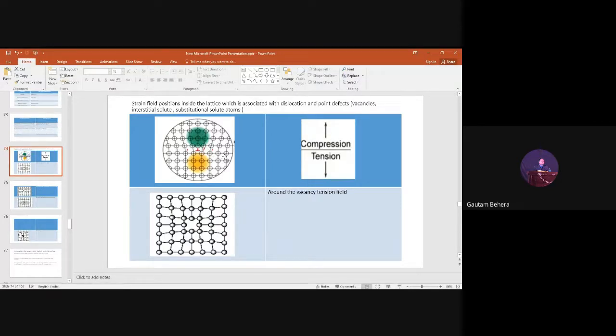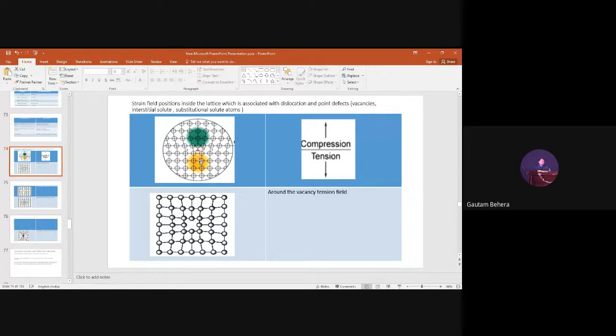Similarly, if you have an interstitial atom, for example, a carbon atom sitting in the iron lattice, where will it move? Where will the carbon atom try to accumulate? A carbon atom sitting in an iron lattice, and a dislocation is present in the lattice of iron. Now, where will the carbon atom go and sit or accumulate? In that yellow region. Very good.